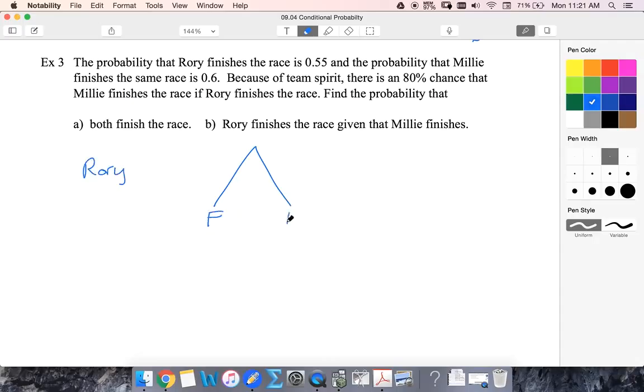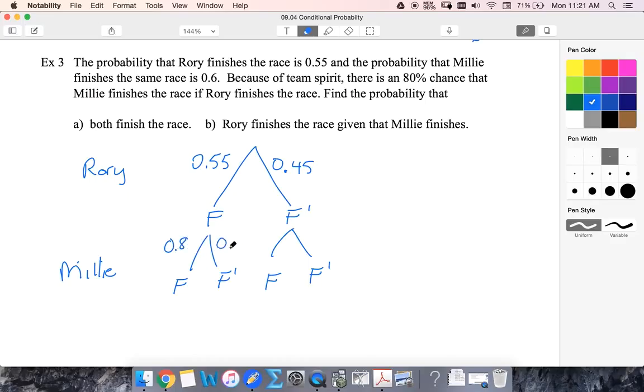And so with your tree diagram here, what we're thinking of is not Rory and Millie, but instead Rory, and either he finishes or he doesn't finish, and then Millie, and either she finishes or she doesn't finish. So the probability that he finishes is 55%, that means the probability that he doesn't finish is 45%. If he finishes, she has an 80% chance of finishing. So down here, this is 80% and 20%, but if he doesn't finish, she still has her 60% chance of finishing, which would then be a 40% chance of not finishing.